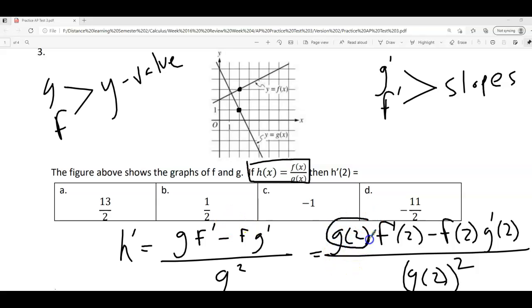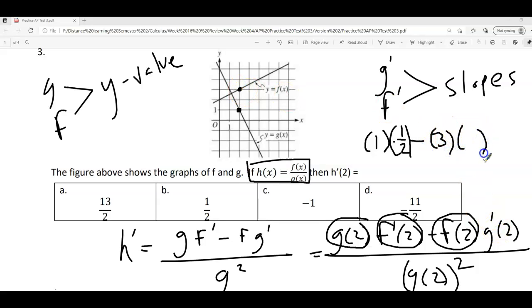First of all, I'll start off with g of 2. Well, that's the y value of the g function at x equals 2, which is 1. Next, we're going to do f prime of 2. Now, that's the slope of the f function at x equals 2. And the slope of this line is a run of 2 and a rise of 1. So that's 1/2. Next, we have f of 2. f of 2 is the y value of the f function at x equals 2, and that y value is 3.